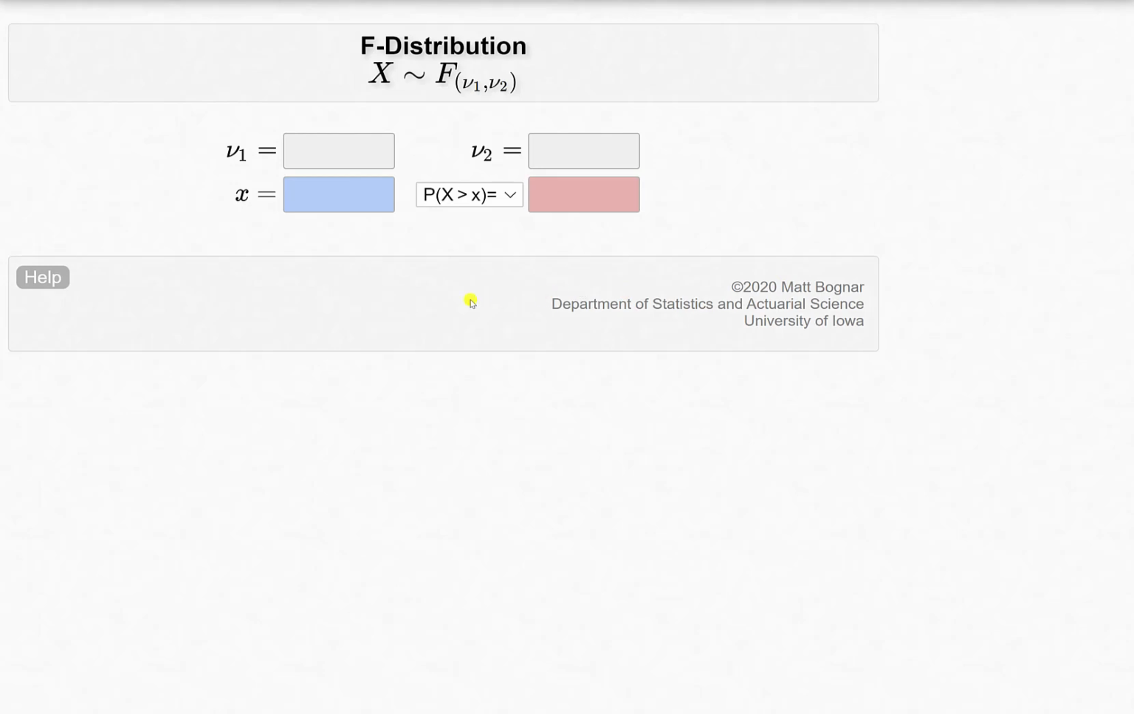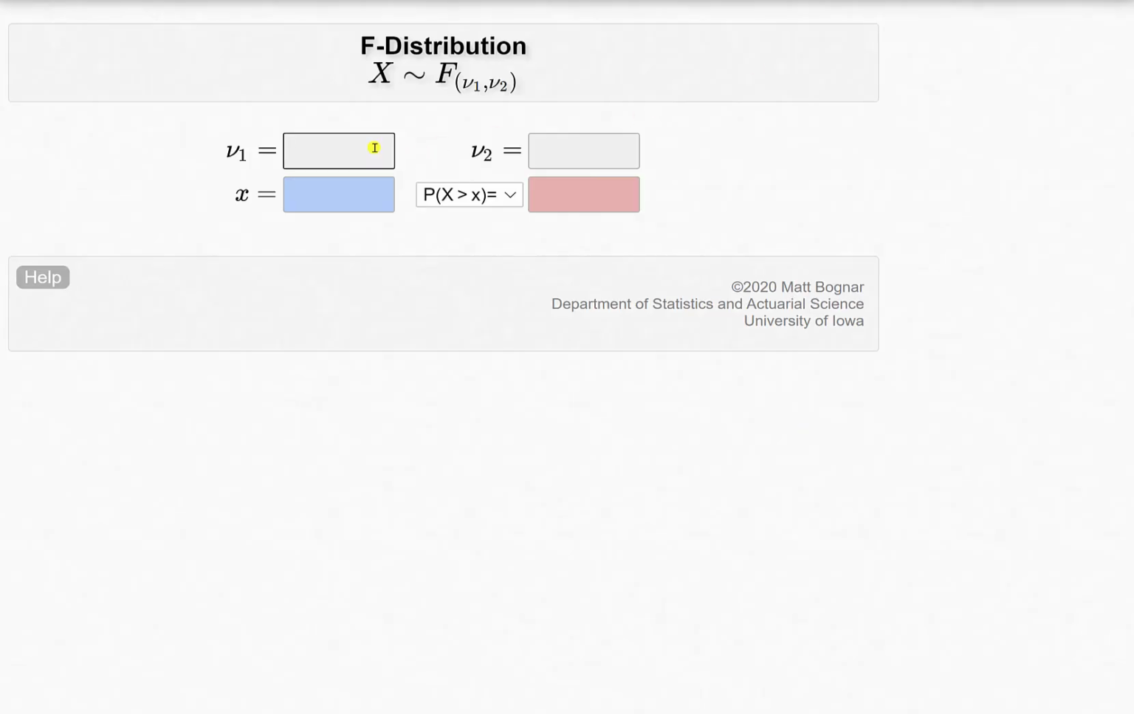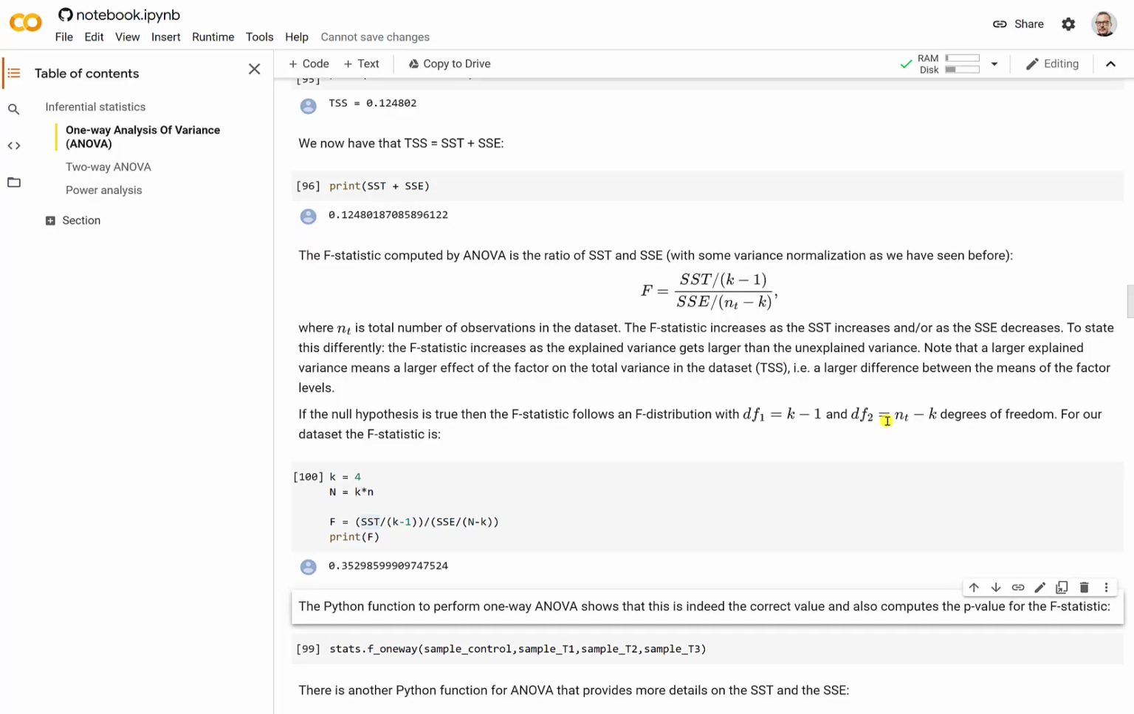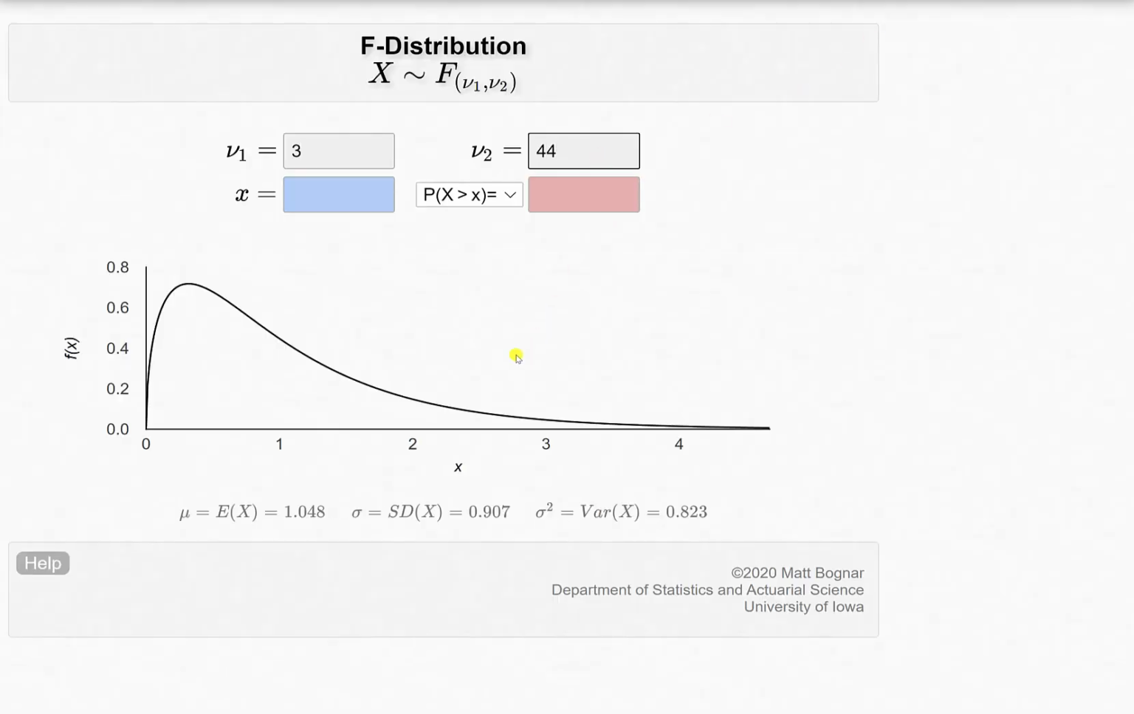So what we need to specify is these 2 degrees of freedom. So in our case we had k equals 4, so k minus 1 would be 3. So putting 3 in here to select the appropriate F distribution. And here we had 48 minus 4, so that would be 44. Okay, so when we do that, now we can see the F distribution that we're going to use, the one that corresponds to these 2 values for the degrees of freedom.